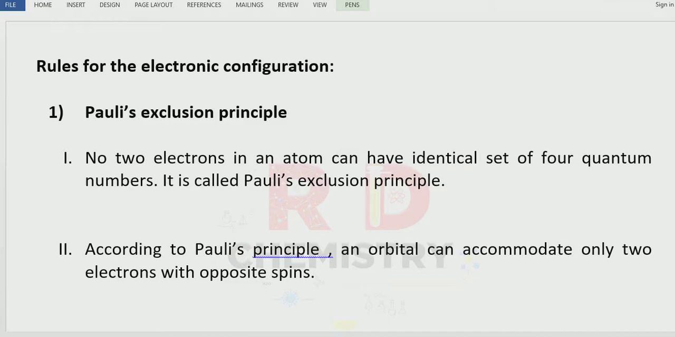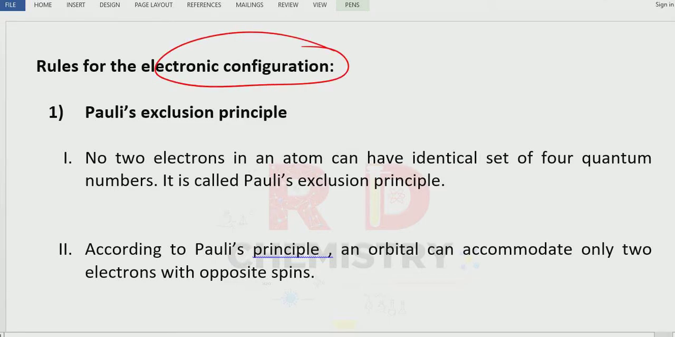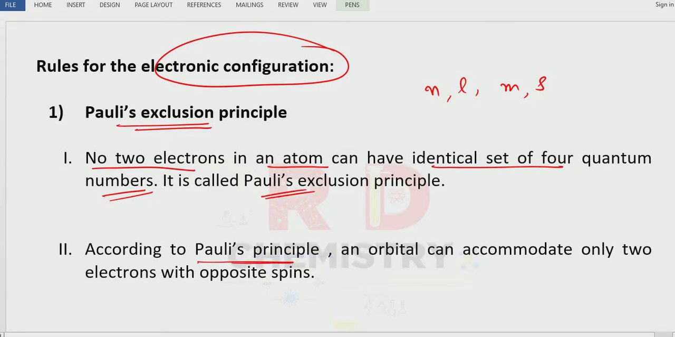Now let's see the rules for electronic configuration when you write the electrons in the orbitals. First rule is Pauli's exclusion principle: no two electrons in an atom can have an identical set of quantum numbers. Among the 4 quantum numbers n, l, m, s, at least one will be different. According to this rule, an orbital can have a maximum of only 2 electrons with opposite spin, plus half and minus half.